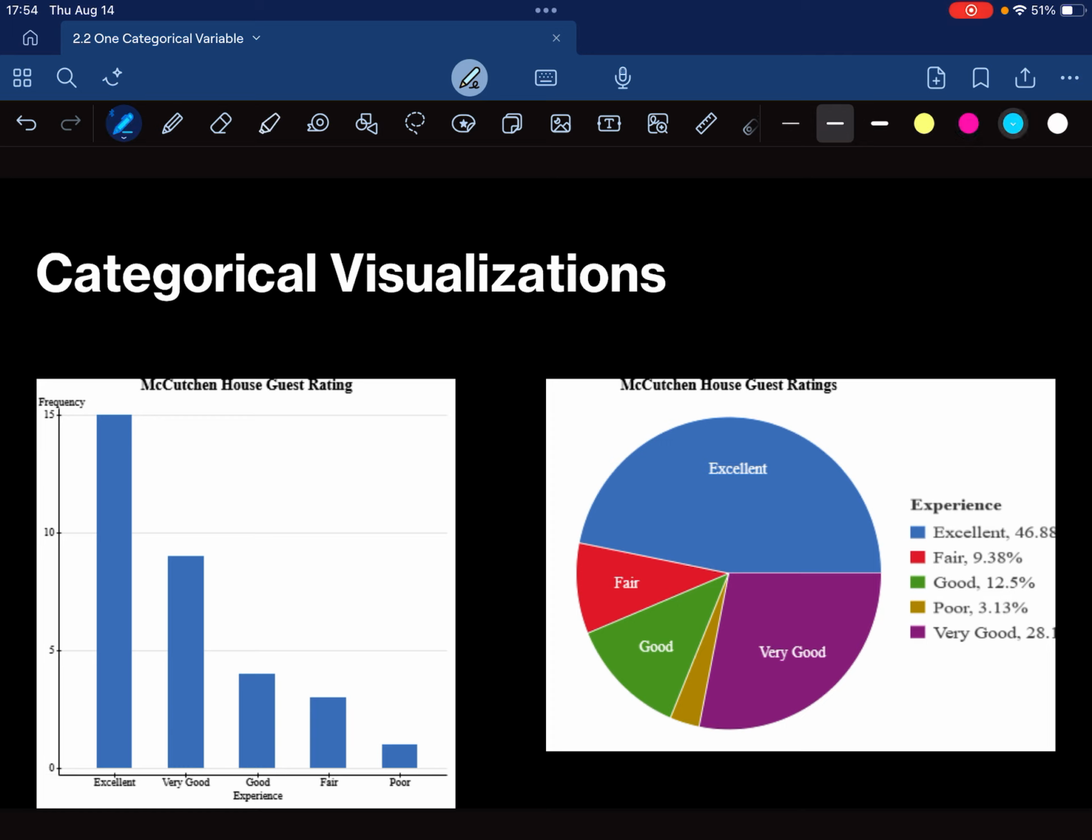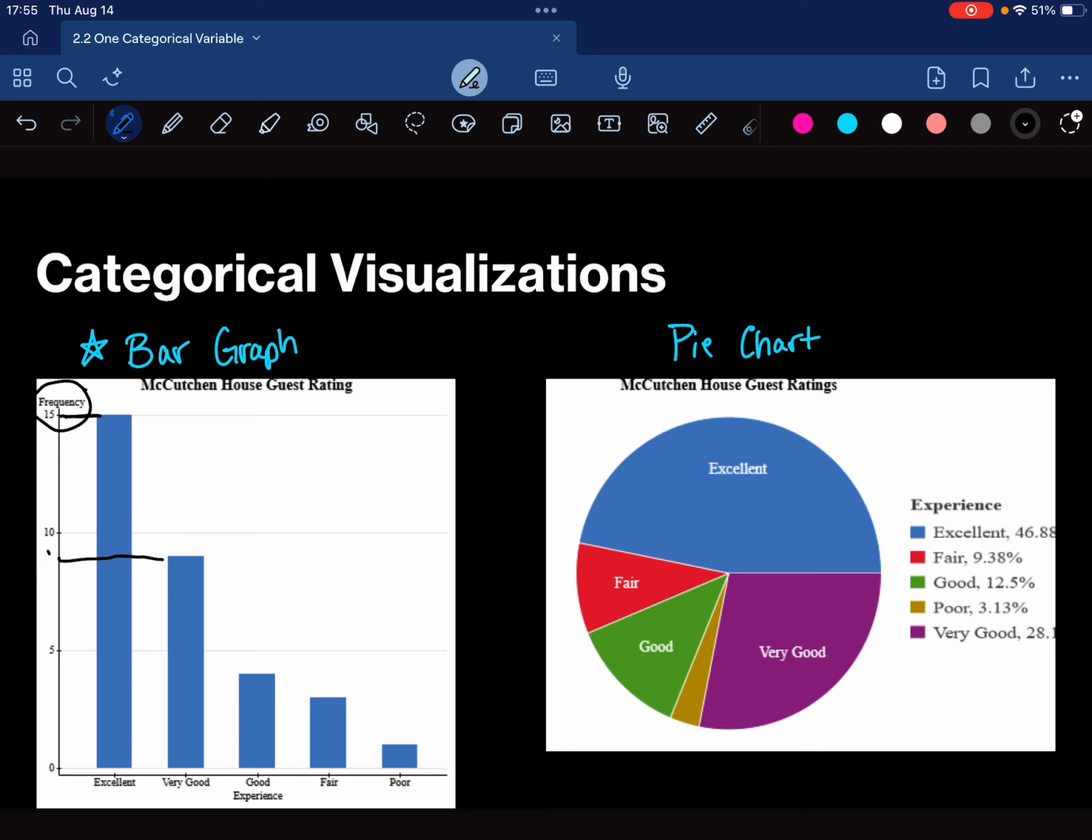For other descriptions of this data set, we can make a bar graph, which is on the left, and we can make a pie chart, which is on the right. I personally prefer the bar graph for two reasons. Number one, you can more easily see the frequency. Notice that this tallest bar, which is the excellent group, is 15. The next one down is about 9. The next one down is about 4. So not only can you see difference in group sizes, but you can also see how big each group actually was. That's kind of lost in the pie chart because you can really only compare one group to another.